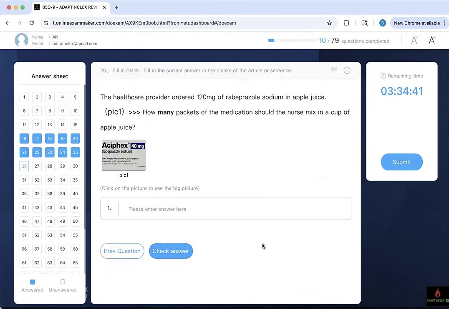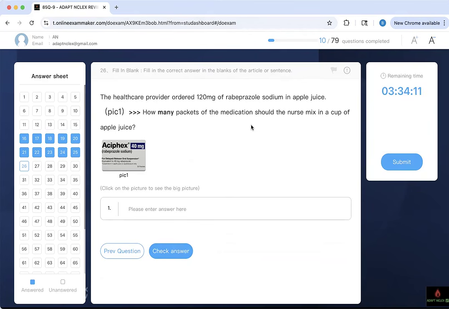Those calculations, don't run away. If you have a problem with it, check the adaptation class. I have an easy way to calculate them. But this is a straightforward question. It has a bunch of words. Don't worry. A healthcare provider ordered 120 milligrams of rabeprazole sodium in apple juice. How many packs of the medication should the nurse mix in the cup of apple juice?